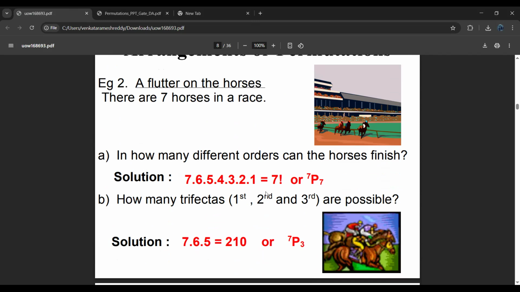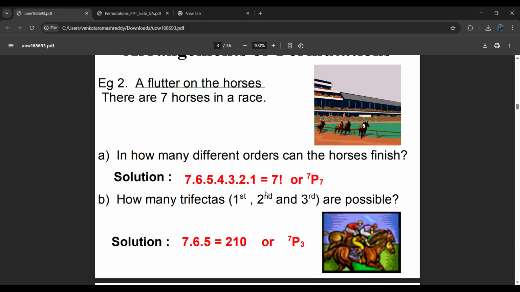So next example, a race of horses. There are seven horses in a race. So there is a horse competition, and in the race there are seven horses. In how many different orders can the horses finish? Out of the given seven horses, they are asking how many different orders the horses can finish in. That means 7 factorial, because there are seven horses and each can vary according to their position. So here order matters. That's why we have to consider every order as a different order. So 7 factorial or 7P7.